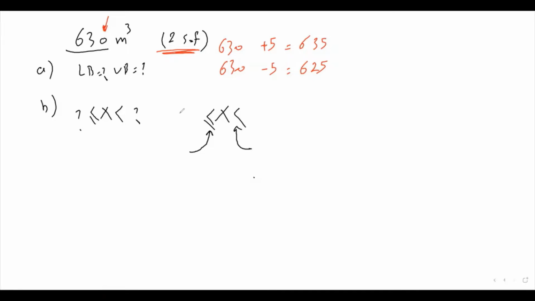So the lower would be 625, the upper would be 635. So that was easy. Yeah, that was quite an easy question. However, let's deal with some harder questions, which involve multiplication and division.